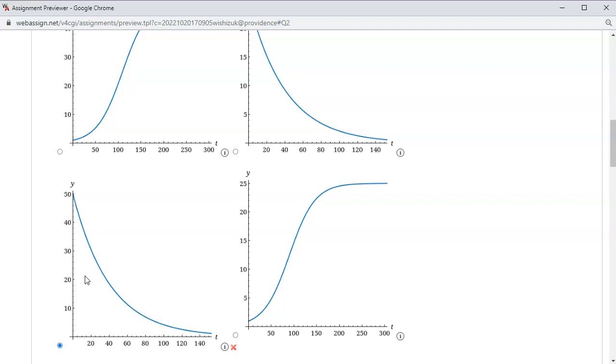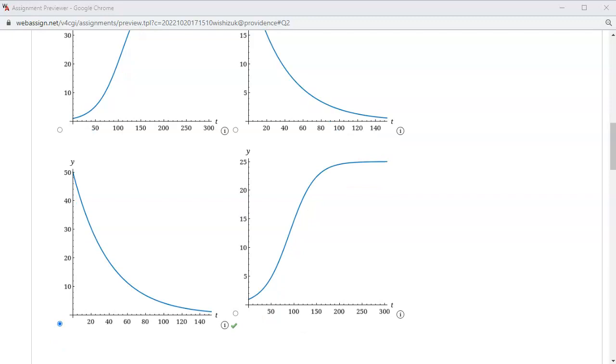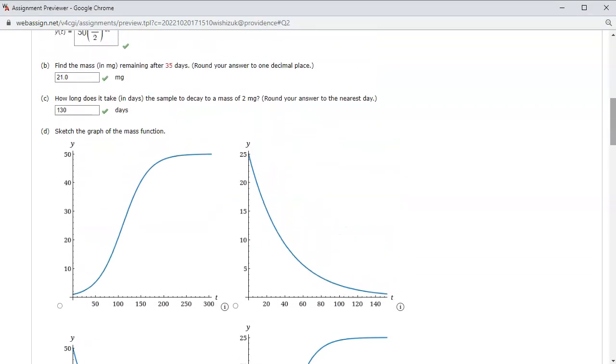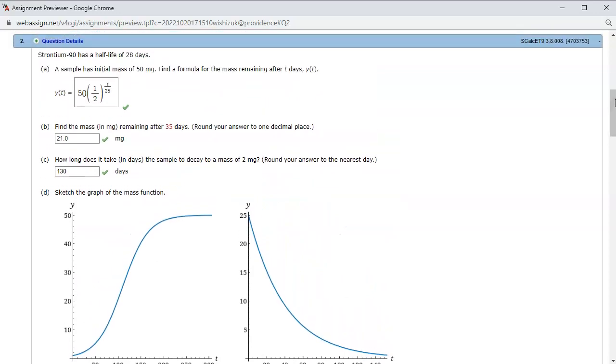Let's check the answer. I came back and it looks like we got the correct picture as well. That's it. I hope that this was clear.